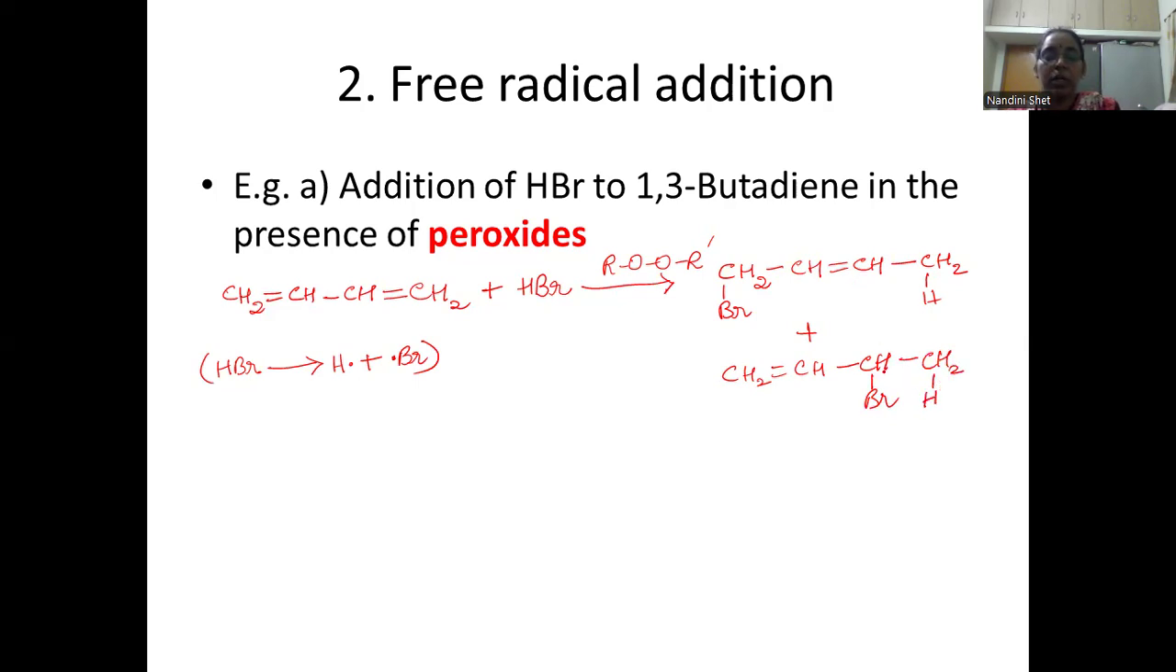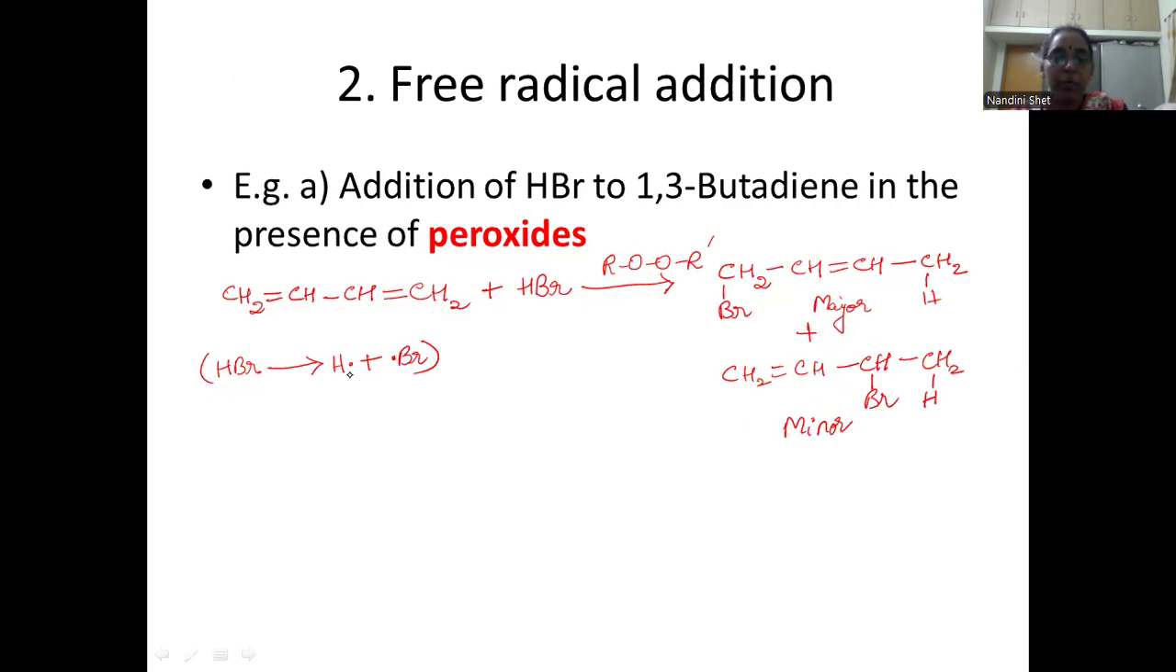So the products are the same, 1,2 addition product and 1,4 addition product. But in the presence of peroxides, it is observed that irrespective of the temperature, it is always the 1,4 addition product which is dominant. So this is always the major product and this is the minor product. I can show the mechanism like this.